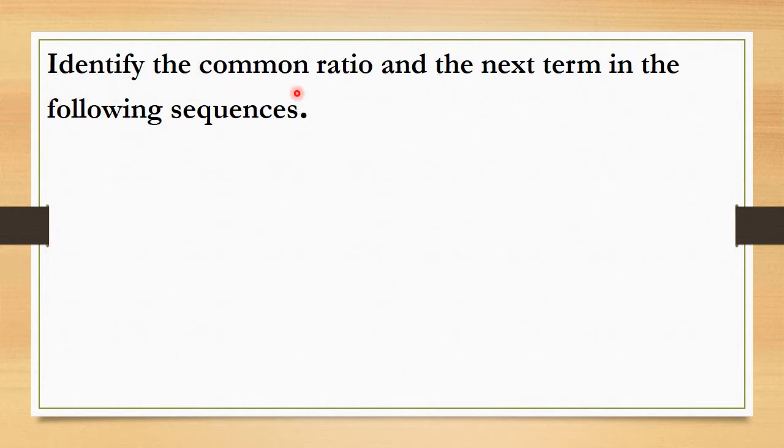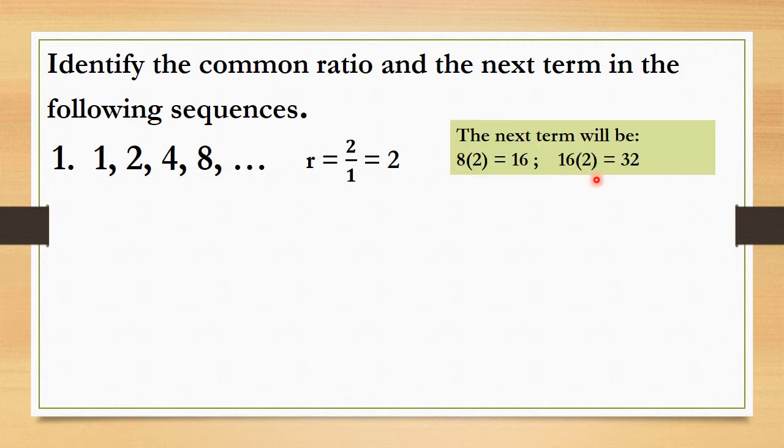Identify the common ratio and the next term in the following sequences. Number 1: 1, 2, 4, 8. Let us find first the common ratio. Let us divide 2 by 1. We have 2, so our common ratio is 2. To identify the next term, let us multiply 8 by the common ratio. 8 times 2, we have 16. Then 16 times 2, we have 32.